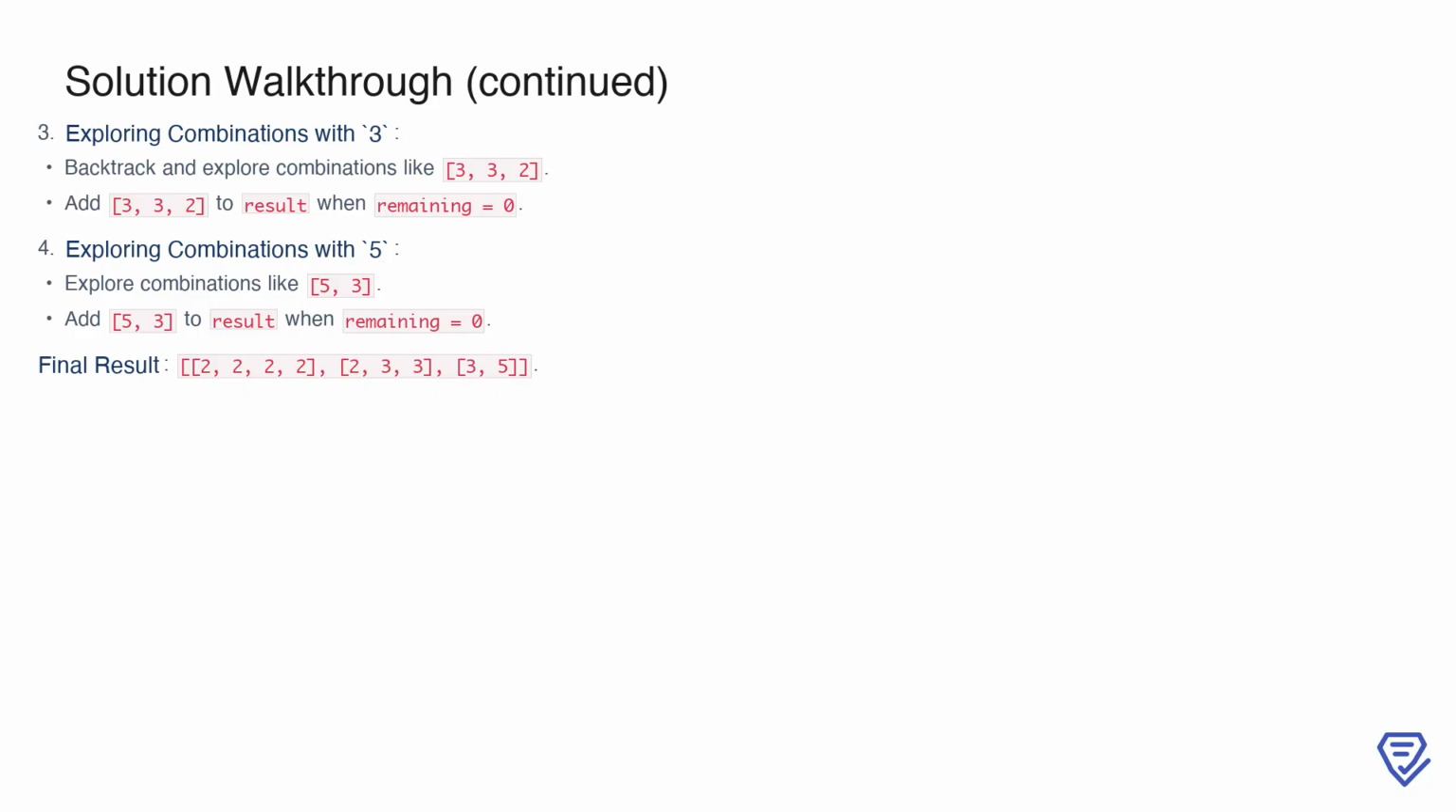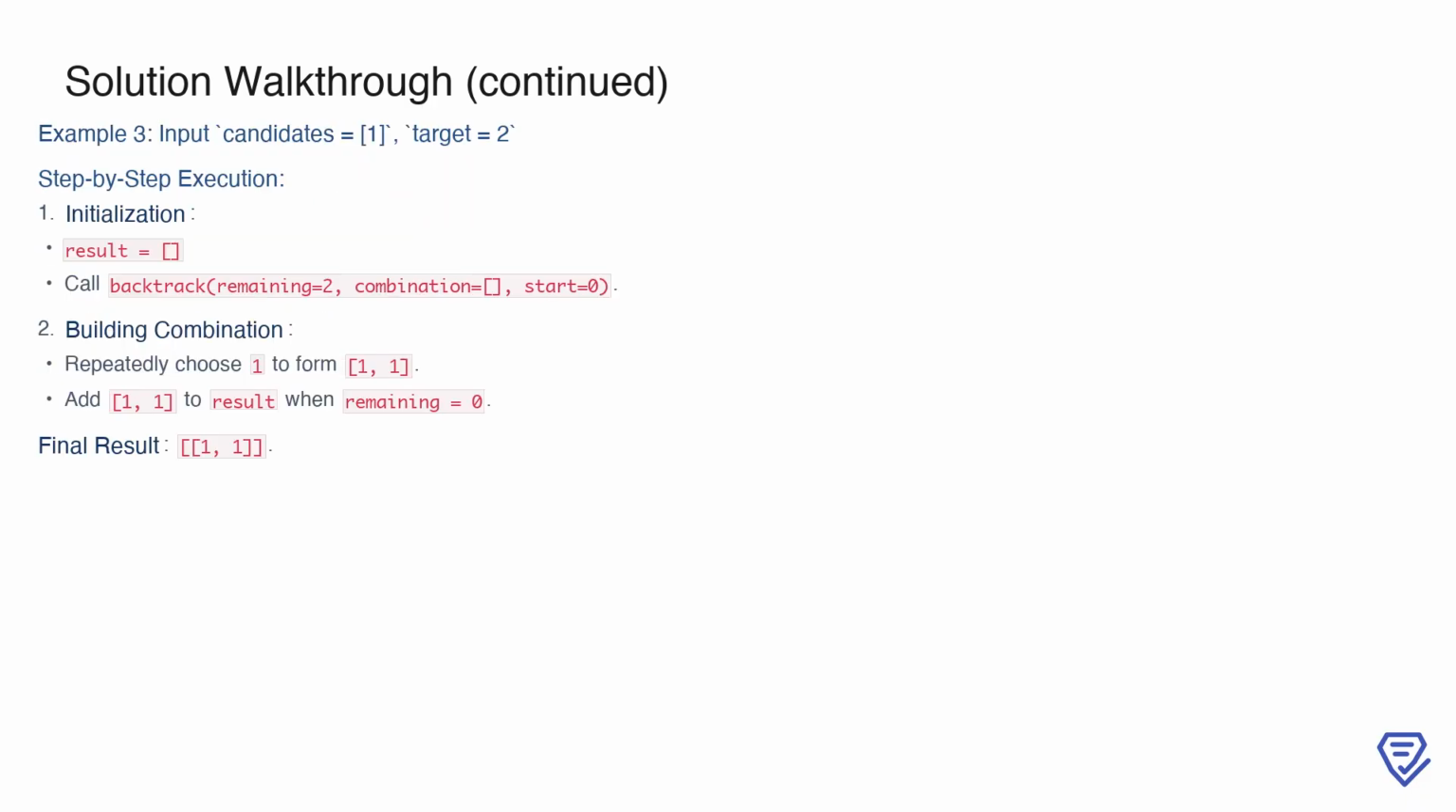Finally, we explore the candidate 5. Combining it with one 3 forms the valid combination [5, 3], which is added to the result. At the end of this example, our result list contains all valid combinations: [2, 2, 2, 2], [2, 3, 3], [3, 5]. Now, let's look at one more example with a simpler input, candidates equals [1], and target equals 2. This demonstrates how the algorithm handles cases with a single candidate.